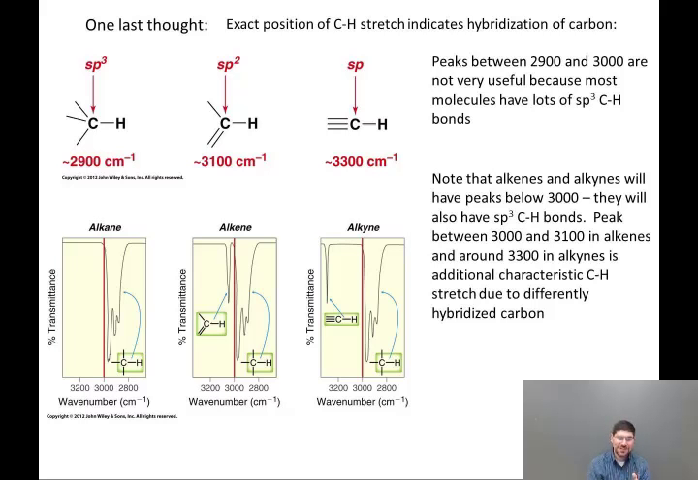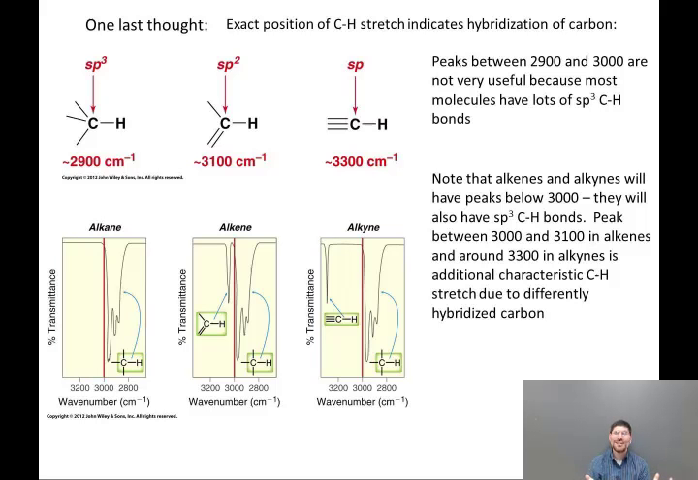And you can see some examples of spectra here just to show this phenomenon graphically. So you notice all three of these have peaks between 2900 and 3000. Because unless you have an incredibly simple molecule, if you have an alkene or an alkyne functional group present in your molecule, you probably have some regular, in other words, sp3 CH bonds in your molecule also. So you will see the peaks associated with the regular CH bonds between 2900 and 3000.